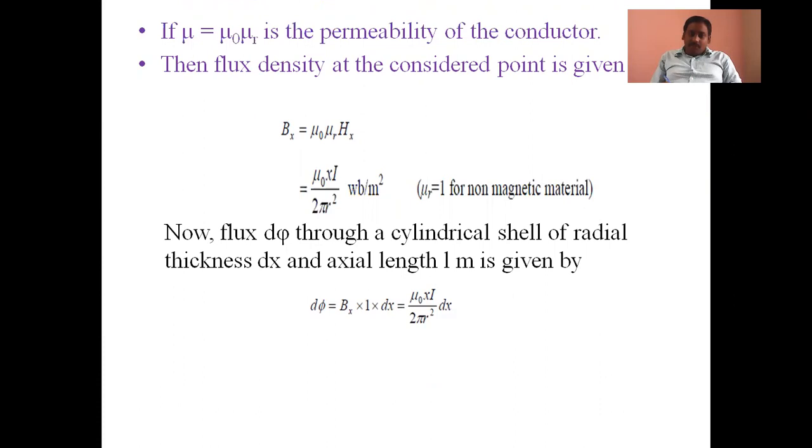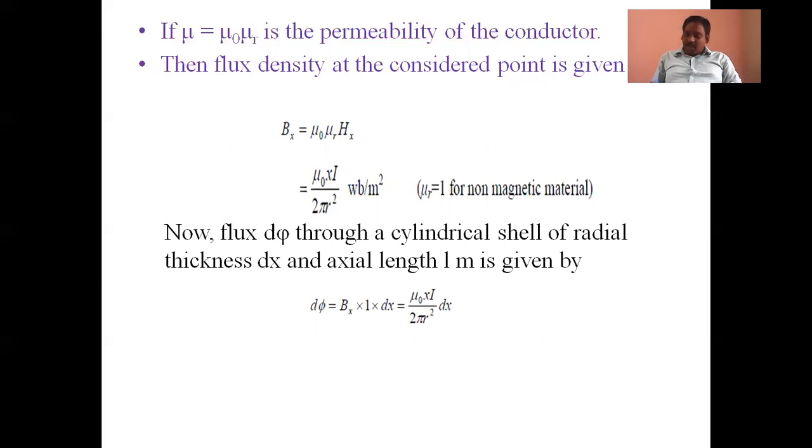So that's why here d phi is equal to Bx into the length, which is 1 meter, as we already treated, into dr, which is dx. That means Bx into 1 into dx. In this we have to substitute the Bx value we already determined: mu naught x into I by 2 pi r square, into 1 into dx. That means d phi is mu naught x I by 2 pi r square dx.